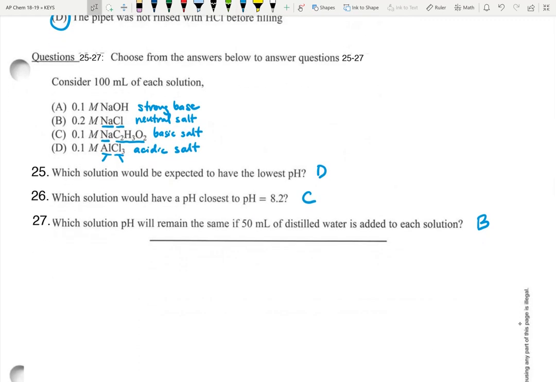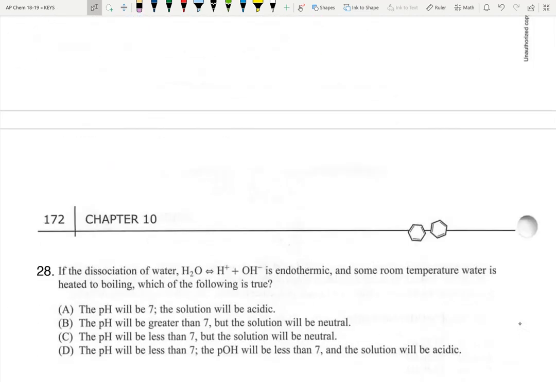Adding water doesn't change the fact that sodium can't act as an acid and chloride can't act as a base. They both came as the conjugates from strong base and strong acid, respectively. And so neither of them can act effectively as a conjugate base or acid. Therefore, adding more water won't change that. The pH will remain exactly the same.